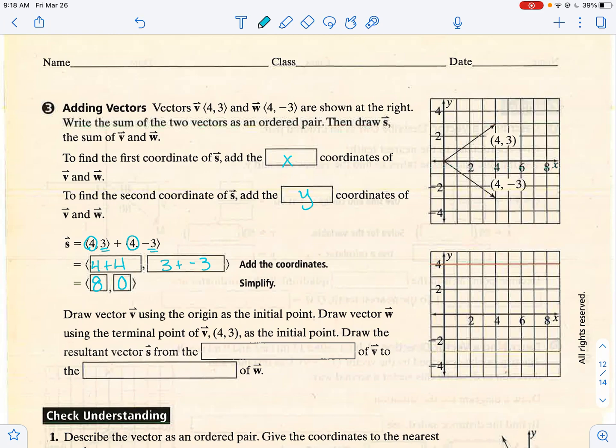Now, on the second part, it says draw vector v using the origin as the initial point. So we're going to start right here, and we know v is (4, 3), so we're going to go over 4, up 3, and draw an arrow between those points. Now, it says to draw the vector w using the terminal point of v, so we're going to start here at the end of v and draw w. So we need to go over 4, and since it's negative 3, we have to go down 3, and we end up here, and we're going to draw a line between those 2 points.